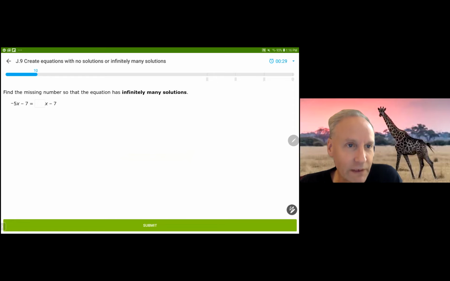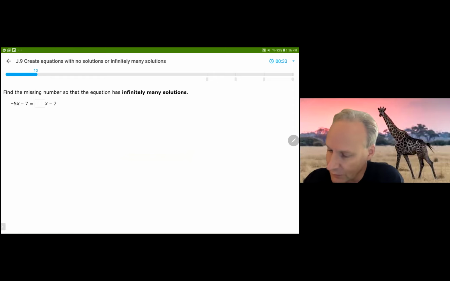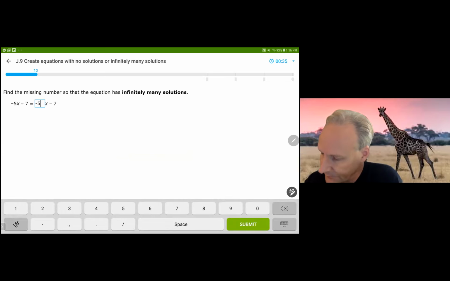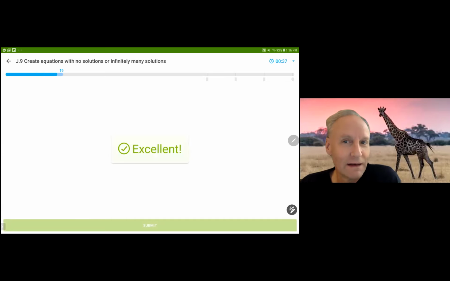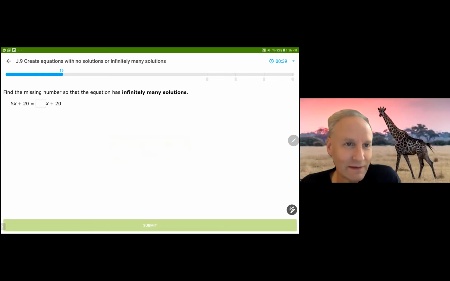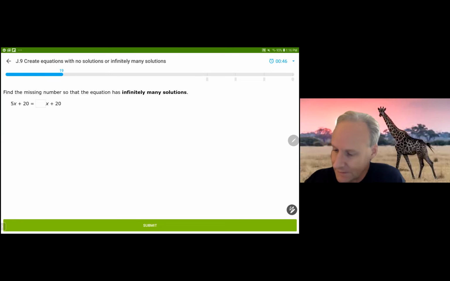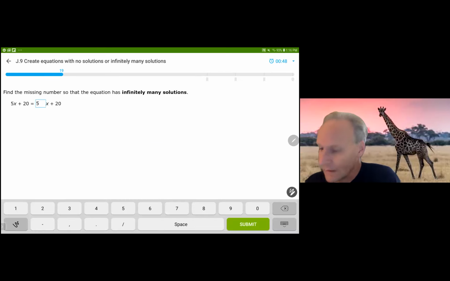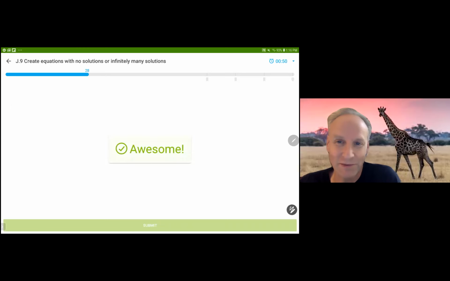In this one, we want infinitely many solutions, so we want it to be an identity. Has to be equal, so it's going to be a -5. I see what they're doing here. We're not quite creating them. We're just filling in the blank here. Again, it's going to be an identity, so it has to be the same. They just want you to recognize identities when you see them.